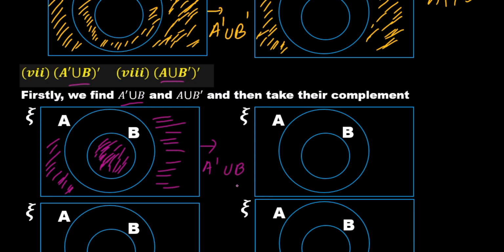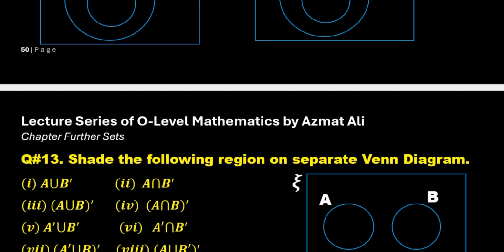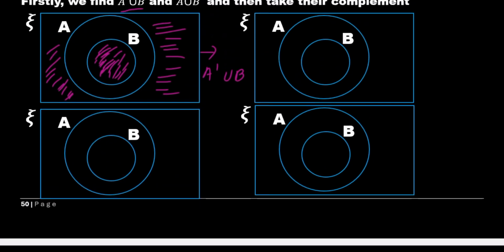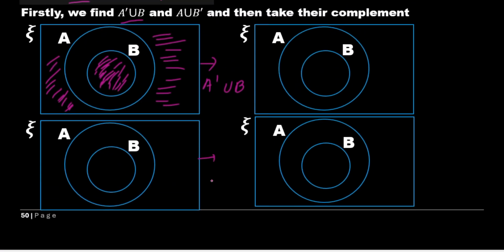Now, when you take its complement, the complement is the area that is non-shaded here. What is the non-shaded area here? The area outside B and inside A. So, in case when you take its complement, the complement of A complement union B just consists of the area outside the set B and inside the set A. That was the non-shaded area in the above figure.